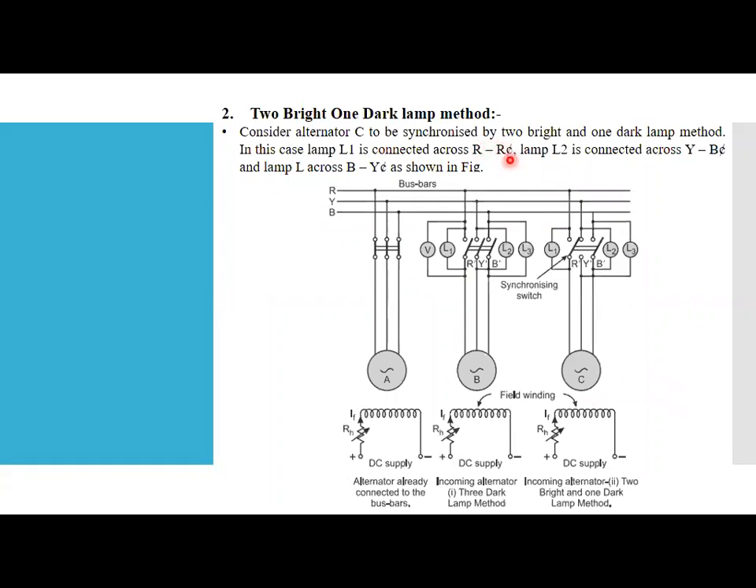Here, this symbol is for dash. So now you can see, we are using alternator C. We are synchronizing our alternator C with the two bright, one dark method. So here is the connection. L1 is connected between R and R dash, but L2 is connected between Y and B dash, and L3 is connected between B and Y dash. Okay, you can see it in the figure.